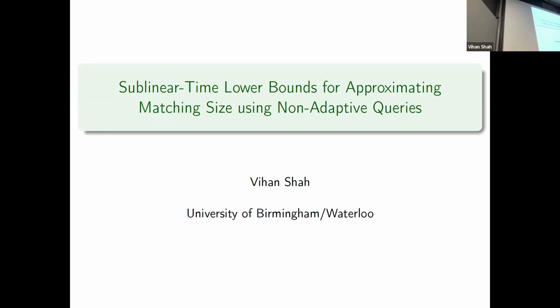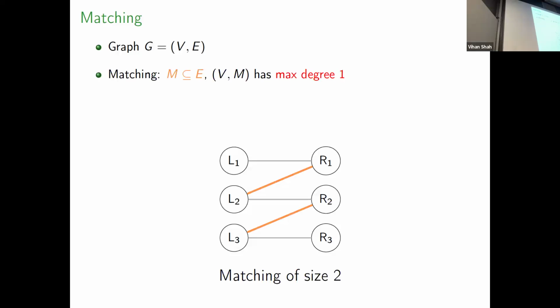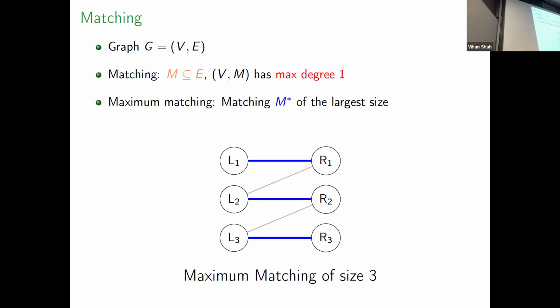So let's start with something simple, like one of the words in the title. What is a matching? You're given a graph, and a matching is just a bunch of edges such that no two edges share an endpoint. Here in orange you can see a matching of size 2, and this is not the largest possible matching. The maximum matching has size 3.